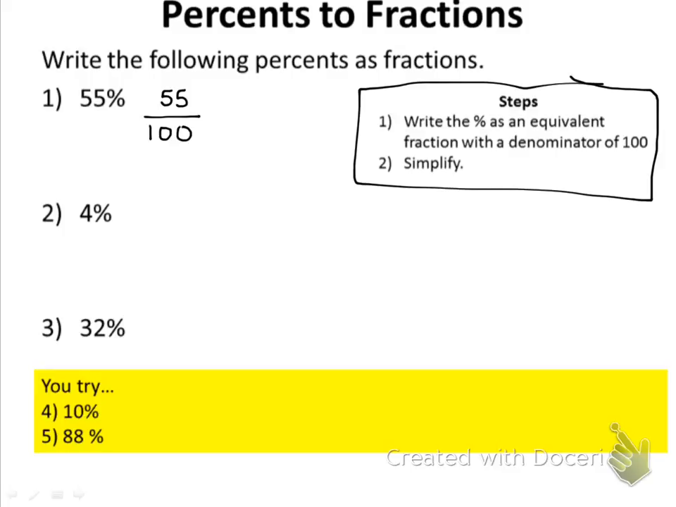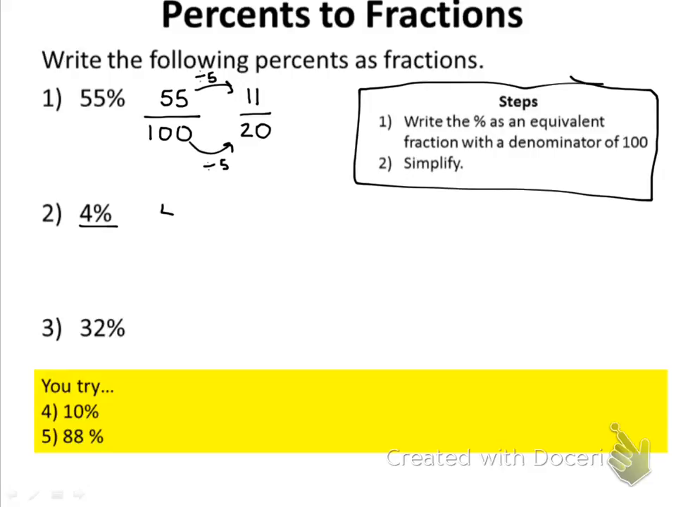Now we need to simplify it. I know that both 55 and 100 are divisible by 5, so I'm going to divide both the numerator and the denominator by 5. 55 divided by 5 is 11, and 100 divided by 5 is 20. So that means that 55% written as a fraction is 11/20ths. Let's do another example. Here we have 4%.